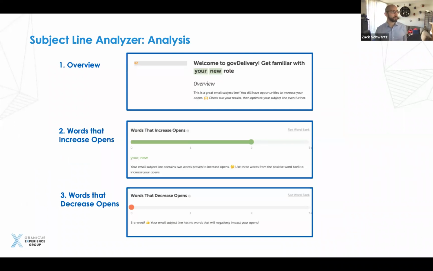What the analyzer tool will spit out after you put in your subject line is it'll highlight some buzzy words that you've used that will help to increase opens. It'll flag if you have any words that tend to decrease opens. It'll give you an overall score. Here we can see that we used the words "your" and "new," and those are words that tend to be associated with high open rates.